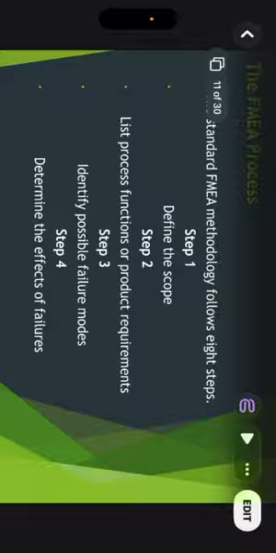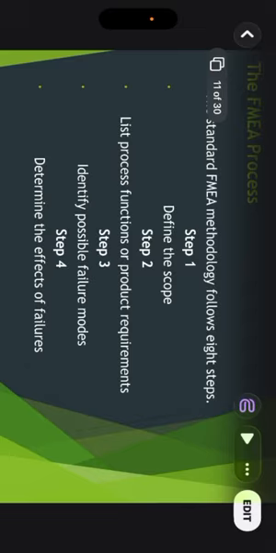Number 2 is list process function or product requirements. You have to look at the process function. What is the function of the process or the requirement of the product? It's a simple thing. So first, what are we going to do? That is the scope. 2, what is the function of the product, the process or the process itself? Are we producing a remote control? What does it do? It is used to control the television.